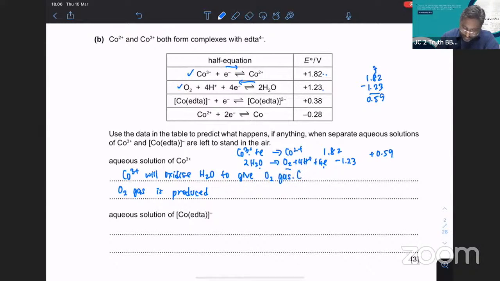Co3+ changes into Co2+. You can write down that. And if you want, you can also include the E value, the E cell. The E value is going to be positive 0.59, which is going to be feasible.